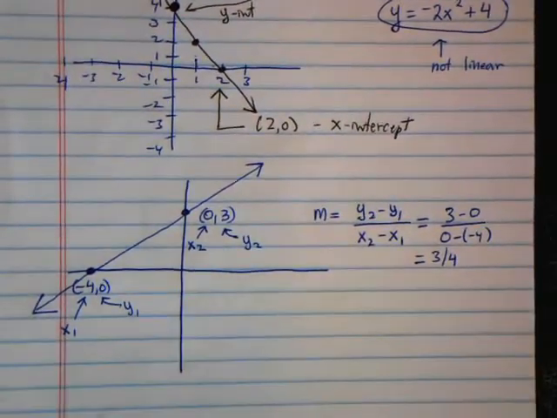Okay, so now I know the slope. But that wasn't the question. The question was, tell me the equation of the line. Now that I know the slope, how do I find the equation of the line?